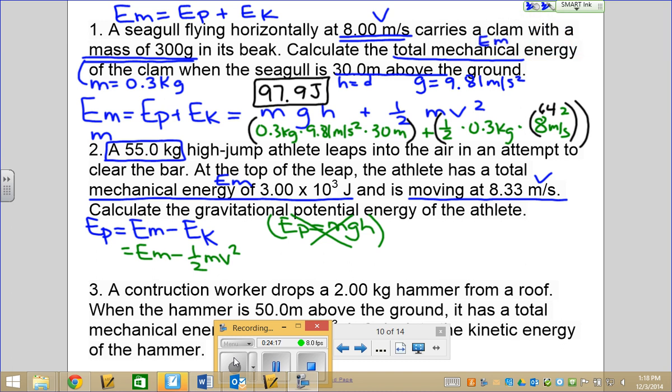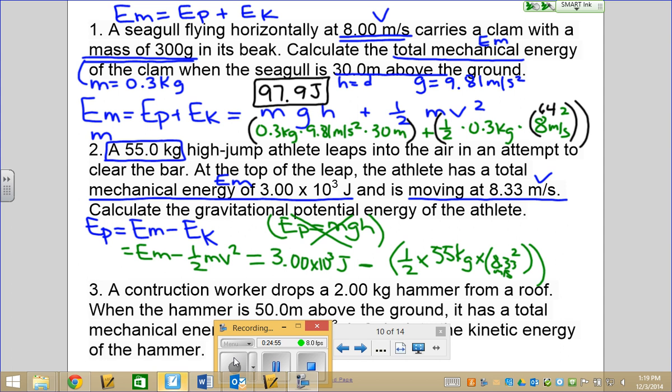So in this particular calculation, here are the numbers that we'll use. 3.00 times 10 to the power of 3 joules minus, and then I'll put brackets so that I'm sure that my whole kinetic energy calculation happens before the subtraction. So I'll do 1/2 or 0.5, however you prefer to type it in, times the mass, which was 55 kilograms, times the speed, which is 8.33 meters per second, and that's to the power of 2.